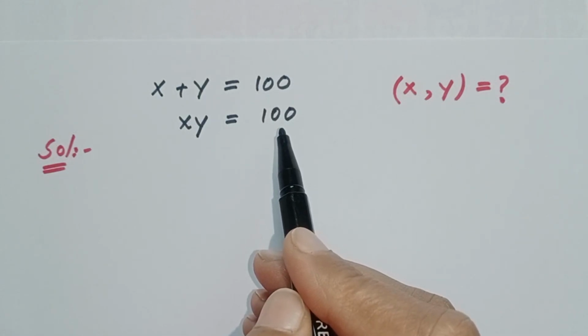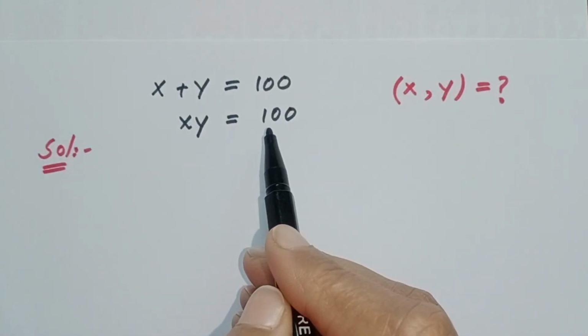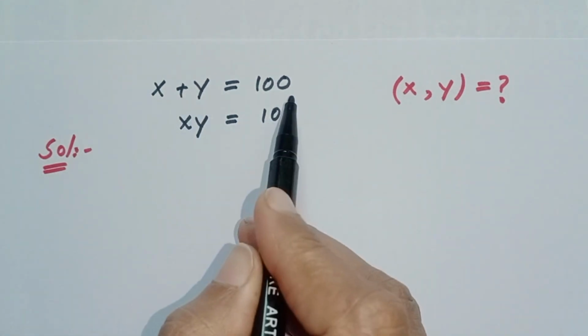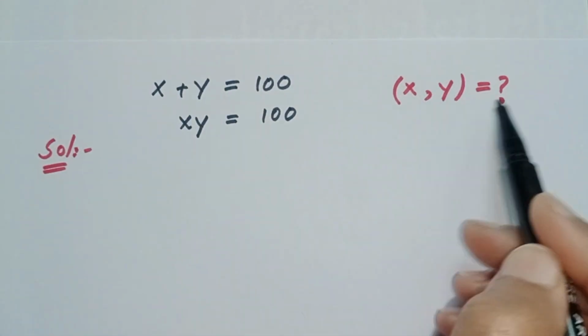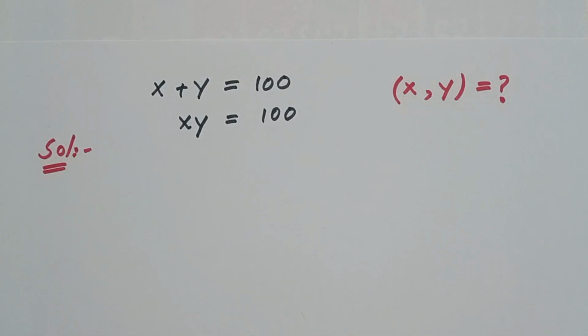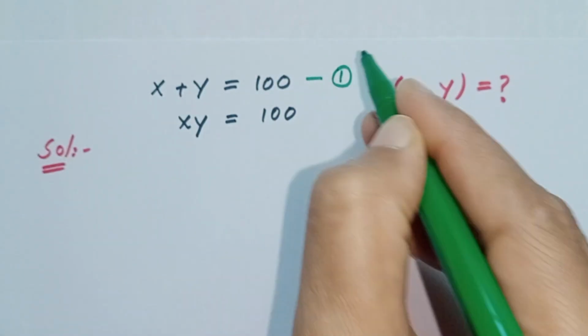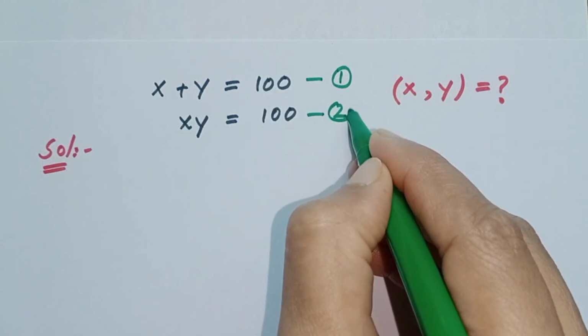Today we have a system of equations: x plus y is equal to 100 and x into y is equal to 100. So we have to calculate the value of x and y from this system of equations. First of all, we will give names to these equations, 1 and 2.